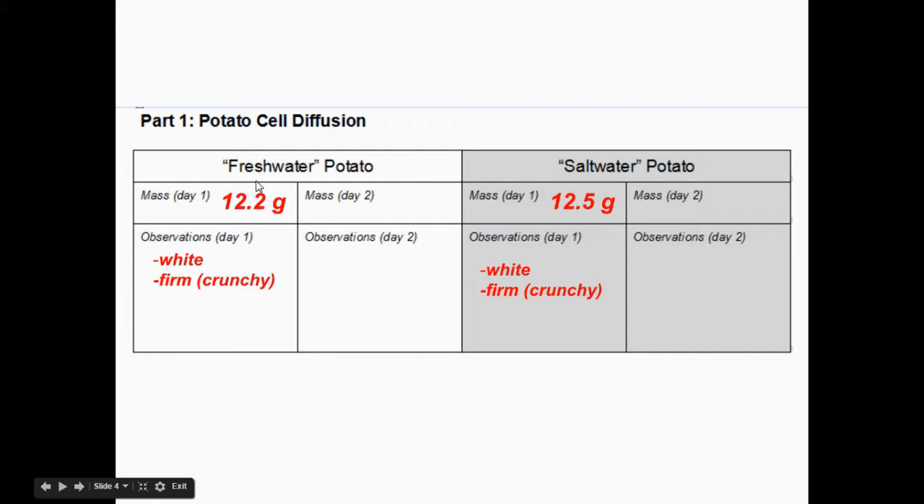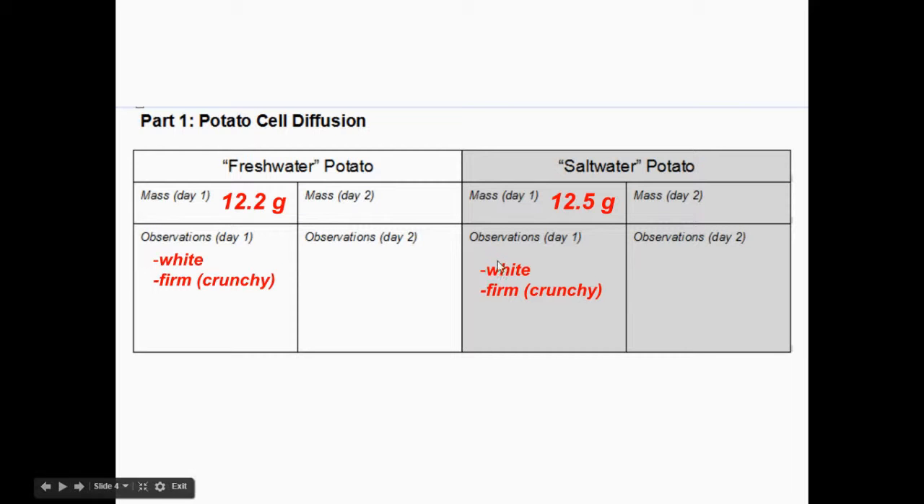This is sample data from one of the classes. So the freshwater potato on day one had a mass of 12.2 grams, and it was white, and it was very firm. It was practically crunchy like apple, okay? Because it was uncooked potato. The saltwater chunk of potato, that was 12.5 grams. It was white, and it was also firm and crunchy because they were both cut from the same potato, and we just basically cut them and took their mass.